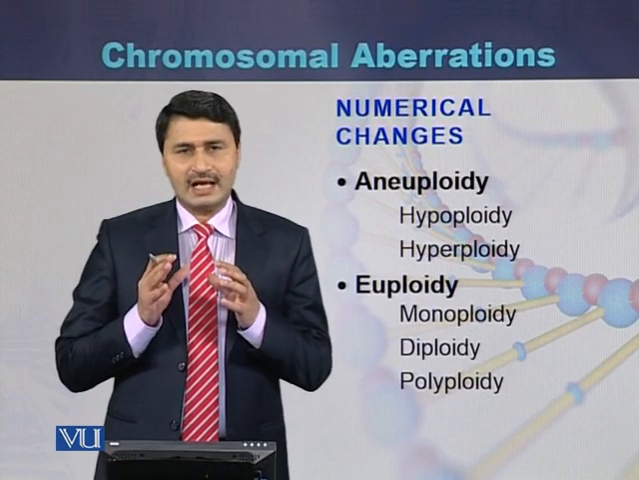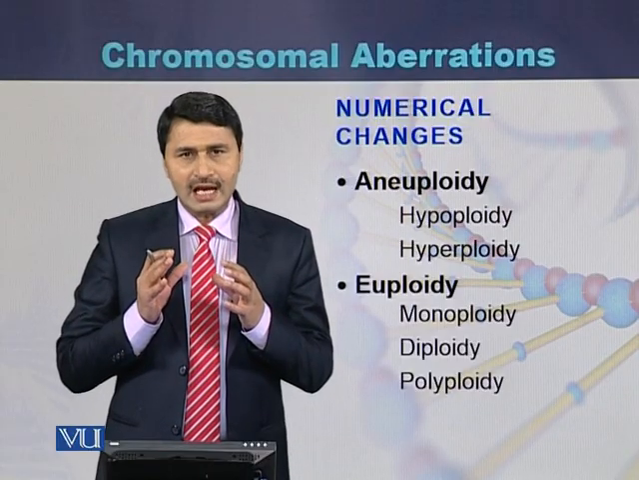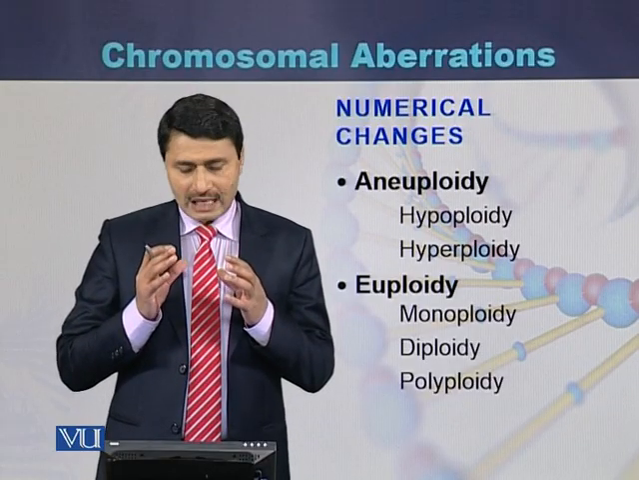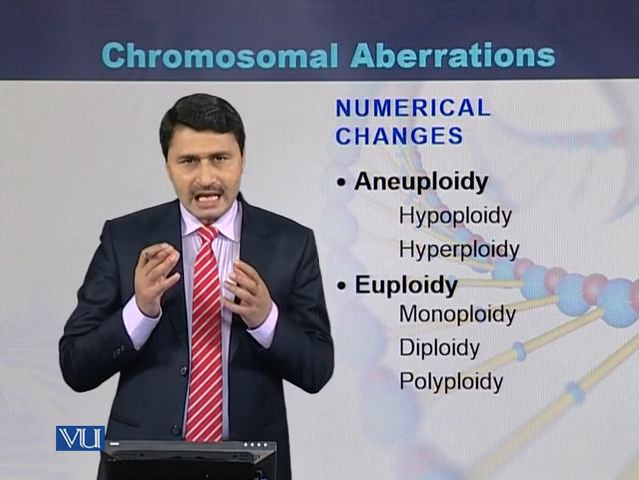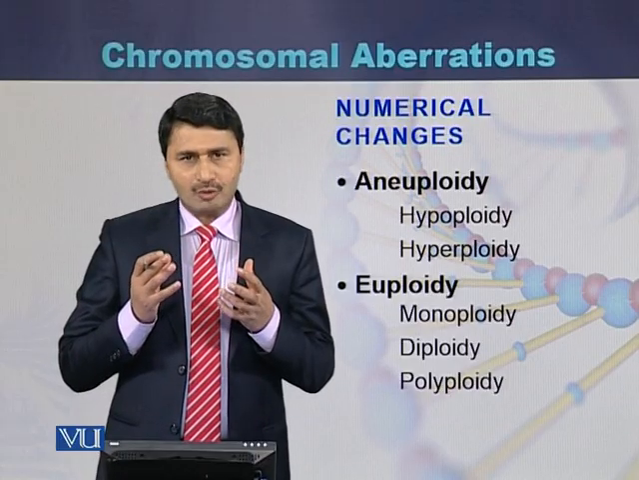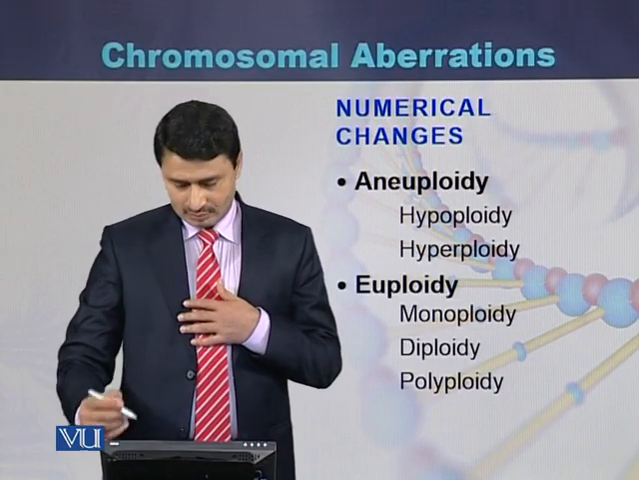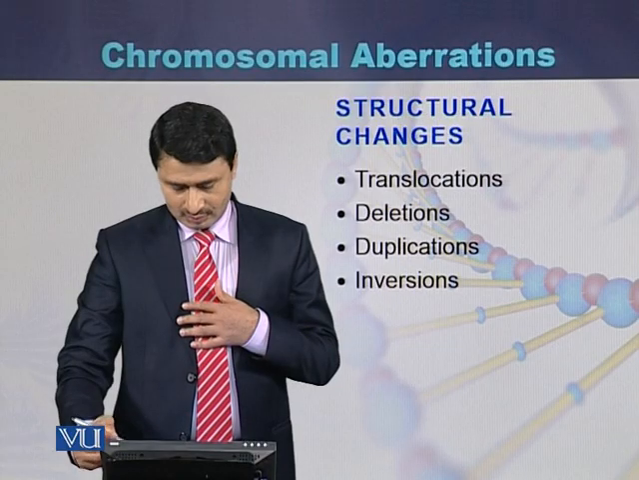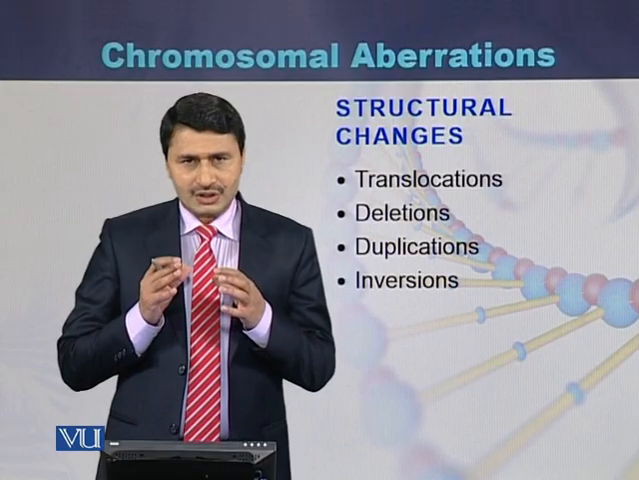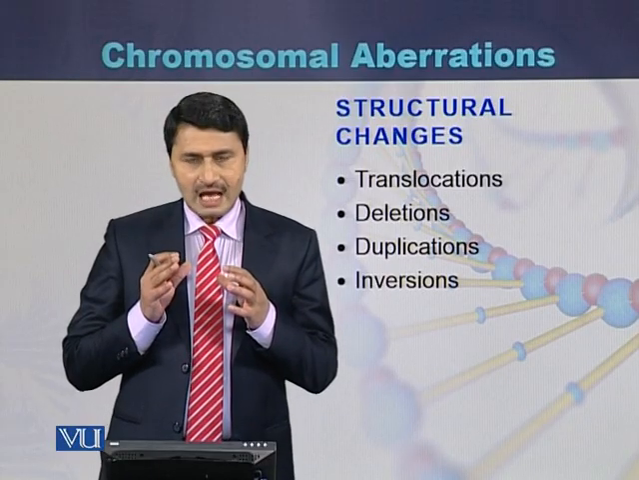So we can classify the numerical changes into two major types: aneuploidy and euploidy. Aneuploidy can be of two types: hypoploidy as well as hyperploidy. Euploidy can be monoploidy, diploidy, triploidy, and so on. In the case of structural abnormalities in the chromosomes, they would be translocations, duplications, deletions, and inversions.